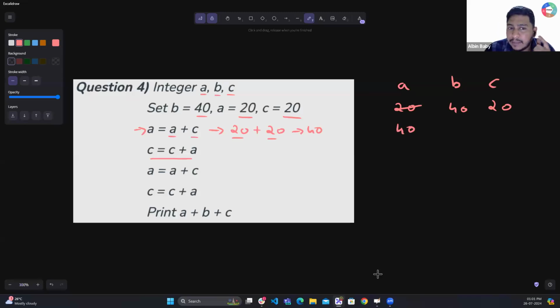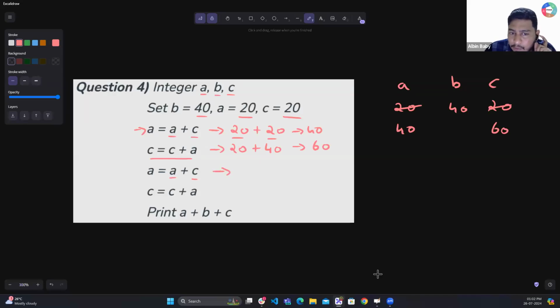C equals to C plus A. What is C? C is 20. What is A? A right now is 40. So 20 plus 40, C will become 60. Yes. What will C become, guys? Okay, 60.